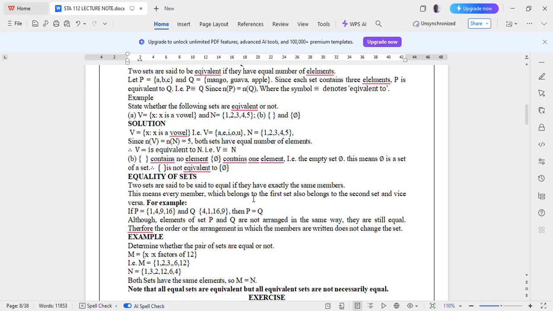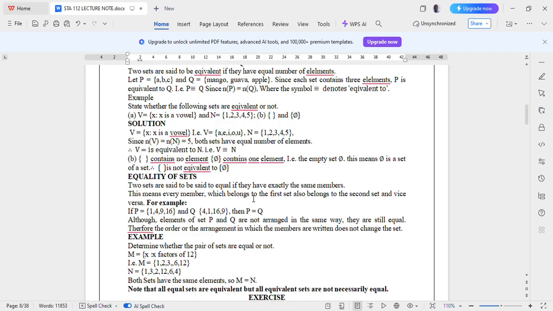For example, look at P = {1, 4, 9, 16} and Q = {4, 1, 16, 9}. So P is equal to Q. I've told you arrangement does not matter in a set. Just make sure the element is there. The position does not really matter. Although the elements of P and Q are not arranged the same way, they are still equal. Therefore, the order or arrangement in which the members are written does not change the set.